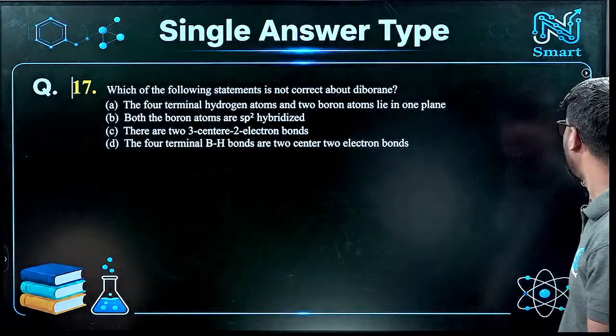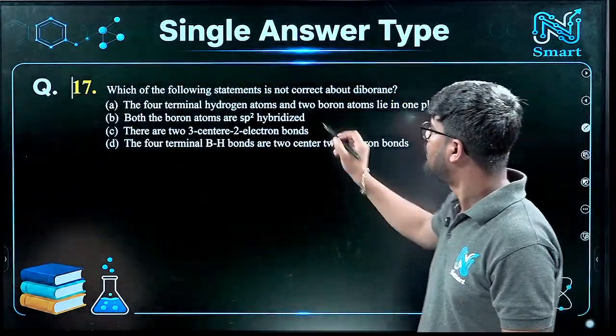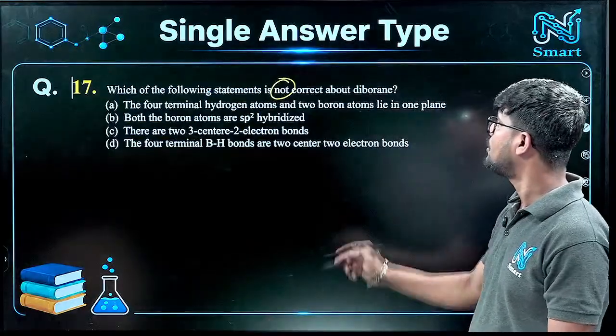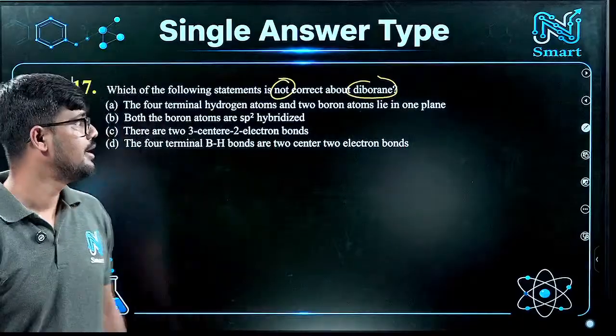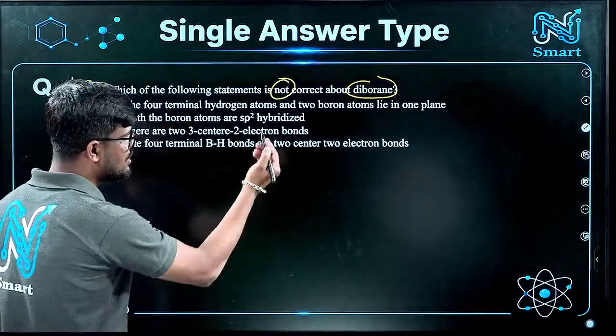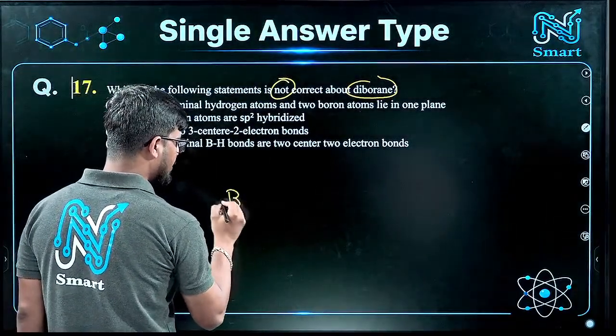Now this one, how will we find out? They are asking which is not correct about diborane. This is a famous molecule in inorganic chemistry. So you must know the structure of diborane, B2H6, right?